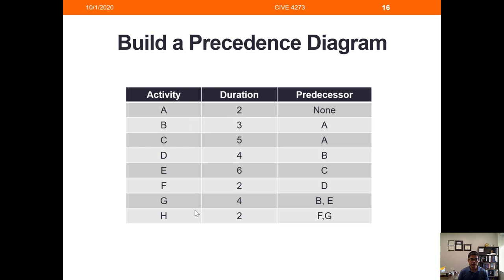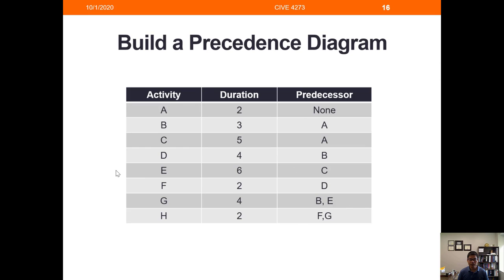And those are the activities in a project. And this column is the duration for each activity. So for example, let's say the unit is days. It takes 2 days to finish activity A. B, it takes 3 days, and activity B's predecessor is activity A. Basically that means B cannot start until A is finished. So this column just shows the relationships.